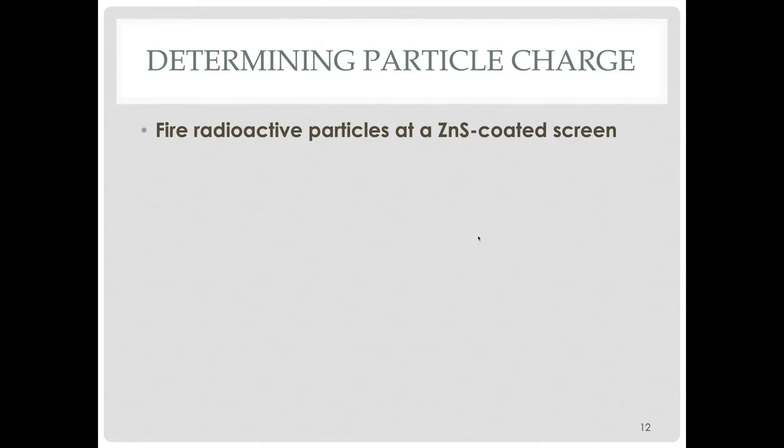And one of the things that he chose to do with it was to shoot it at a screen that's coated with one of these glow-in-the-dark materials, because they already knew that radioactivity could cause glow-in-the-dark things to glow. So they're like, all right, well, let's do that. We're going to fire these particles at this glow-in-the-dark screen. Zinc sulfide is fluorescent. Apply charge plates above and below and see which way these particles get pulled.